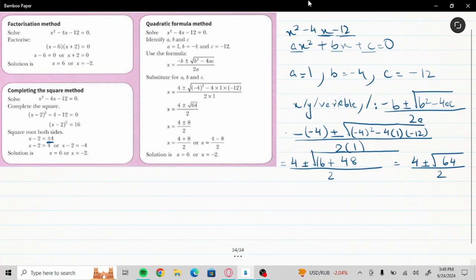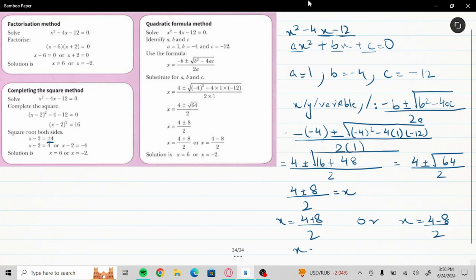Again, simplify this. 4 plus or minus the square root of 64 is 8. 8 squared is 64, yes. So 4 plus or minus 8, divided by 2, is equal to x. So x would have two values. x is equal to 4 plus 8 divided by 2, or x is equal to 4 minus 8 divided by 2.